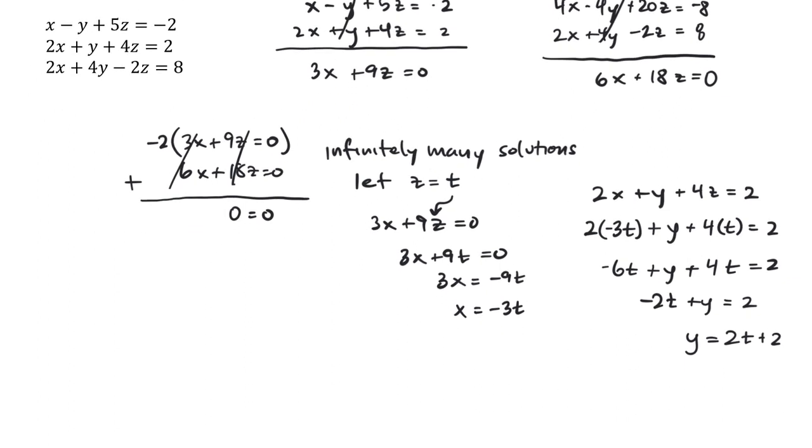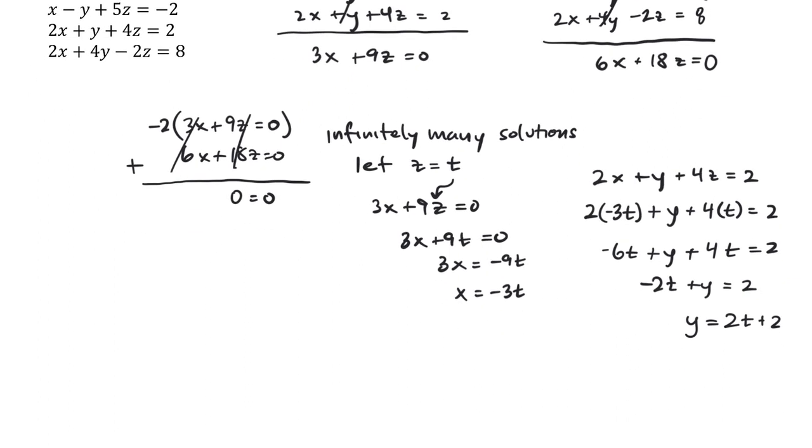So now we have the value of all three variables. We have the value of x, we have the value of y, and we have the value of z. So those are represented in an ordered triple, negative 3t, 2t plus 2, and t.